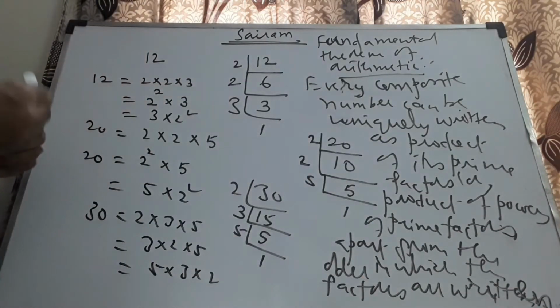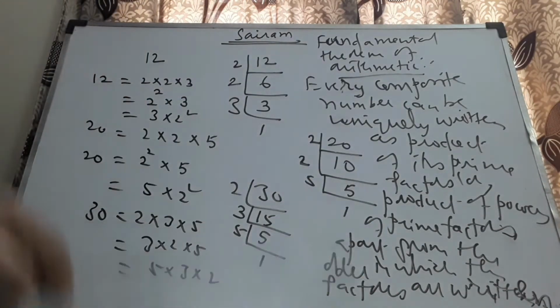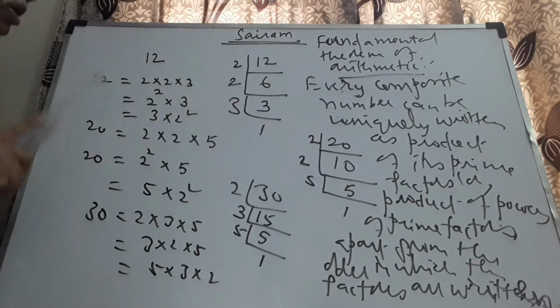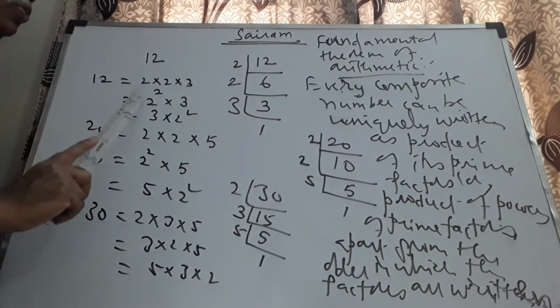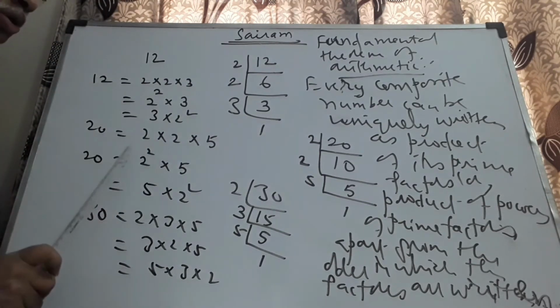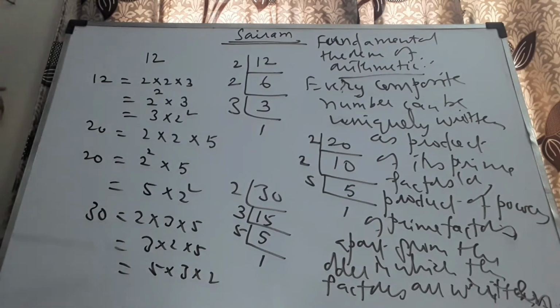Let me repeat. I have taken an example 12. After dividing 12 by the possible prime factors it has, I'll be able to write 12 as 2 square into 3 or 3 into 2 square. Both are correct. 20 can be written as 2 square into 5, 5 into 2 square. Or 30 can be written as 2 into 3 into 5, 3 into 2 into 5, 5 into 3 into 2, or 5 into 2 into 3.